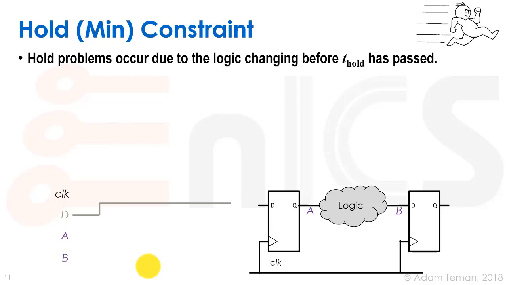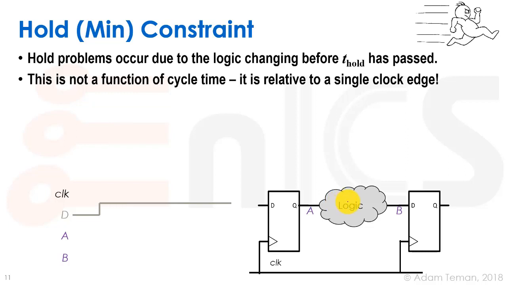So hold problems occur due to the logic changing before T hold is passed. So in this case, what we have here is this logic, which is really fast. So this is short. Okay. And what happens is it has nothing to do with the cycle time. We have the same clock cycle. The clock rises. It reaches both here and here. It may not reach at the same time, but not because it's two separate edges of the clock, but because there may be some skew along this path, okay? So you have to remember that hold time is relative to a single clock edge and not two subsequent clock edges. Okay, so let's see how that works.